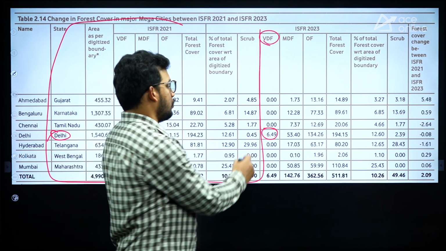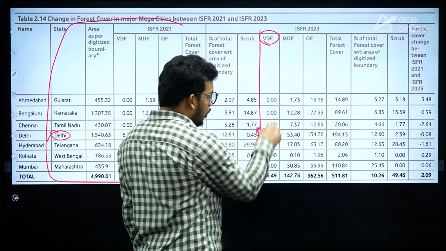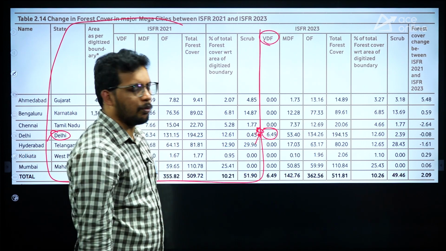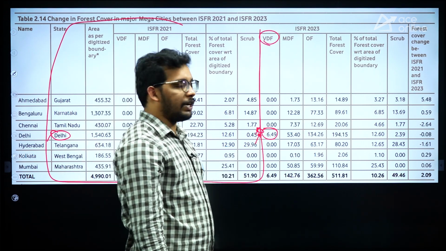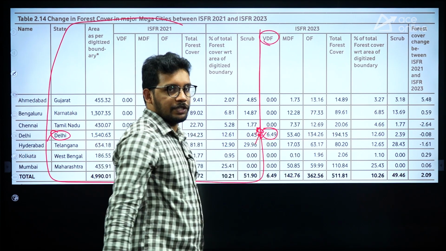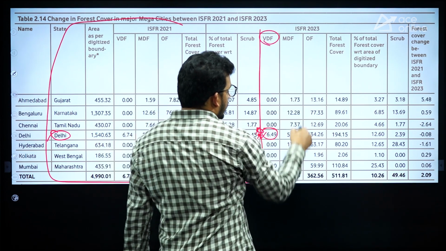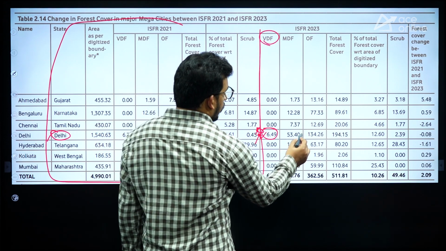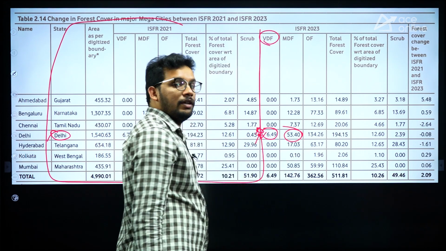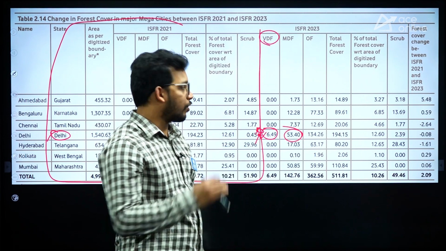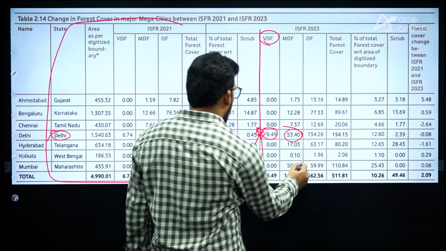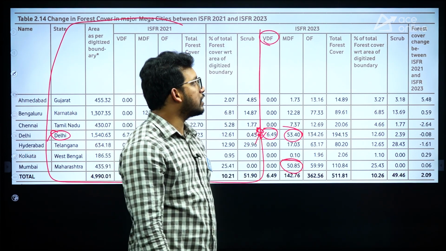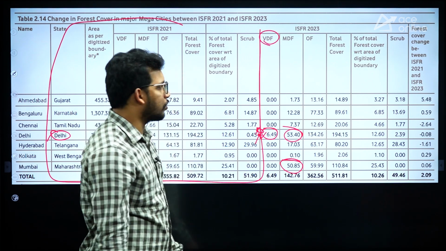In the exam they will ask you, very very important. All remaining cities don't have any very dense forest. They may have moderate or open forest, but not very dense forest. So Delhi is the only city. Next, moderately dense forest, you can see this column. In the cities, you have to remember the top one, that is again Delhi. Delhi has the highest moderately dense forest, followed by Mumbai. Mumbai is the second city with the highest moderately dense forest. At least the top two you can remember.